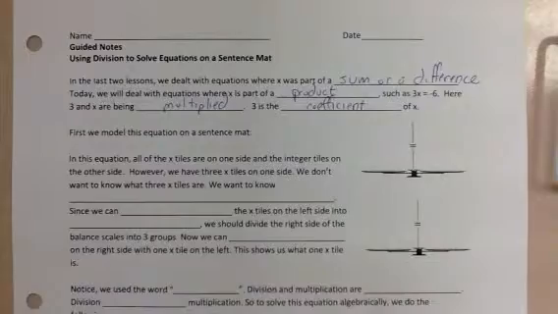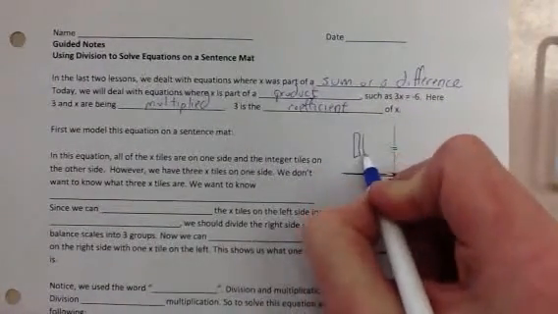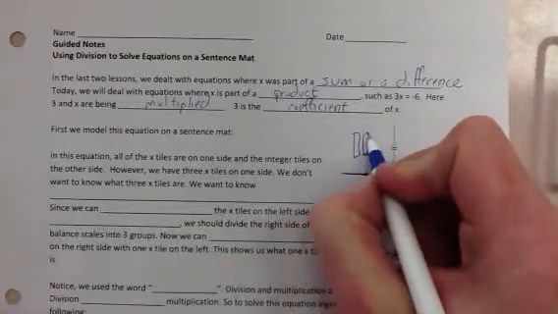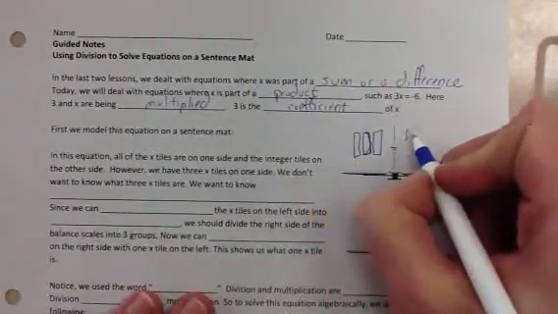So the first thing we're going to do is the same as we did before. We're going to model this equation on a sentence map. So we've got 3x. Those are 3 long tiles. Equals negative 6.